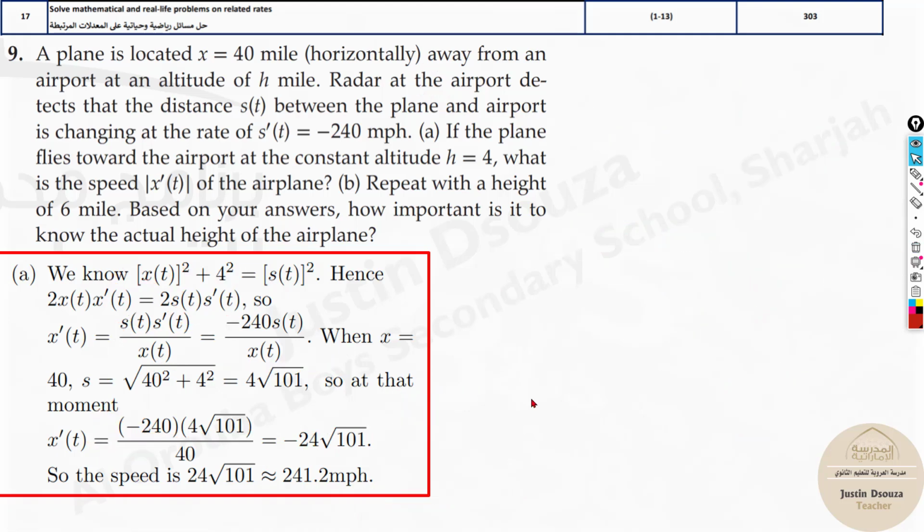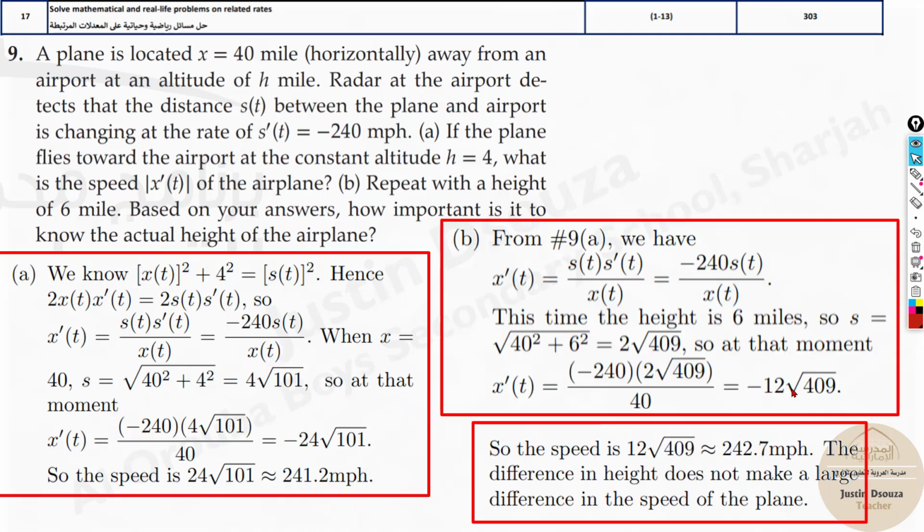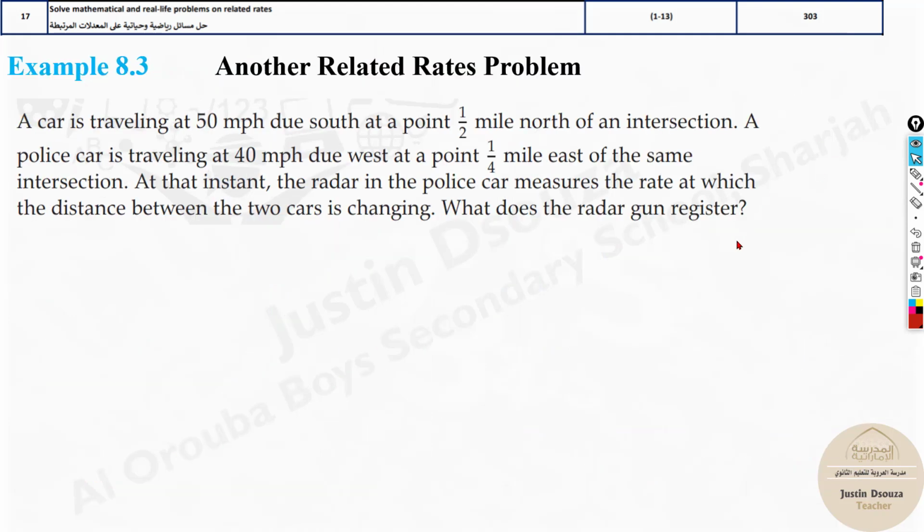Okay, that's the answer. First one was 241.2, and then next one over here was 242.7. And the difference does not make a large difference in the speed of the plane, because I told you, the height difference is very, very small compared to the distance between the plane and the airport.